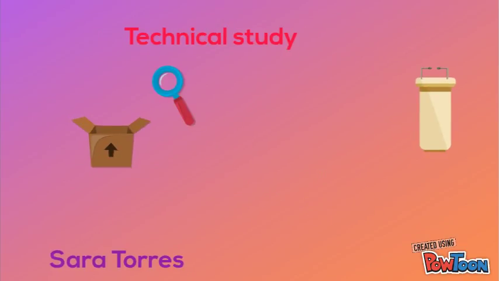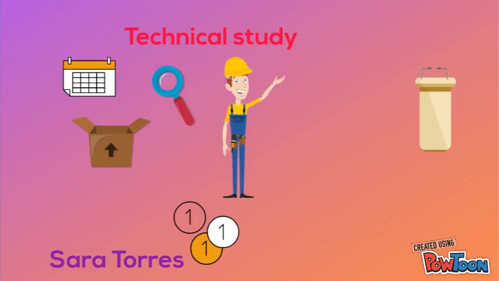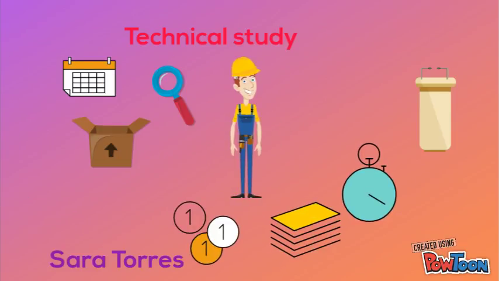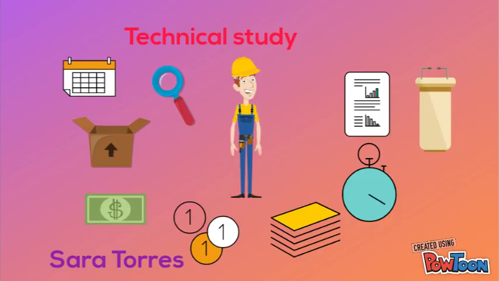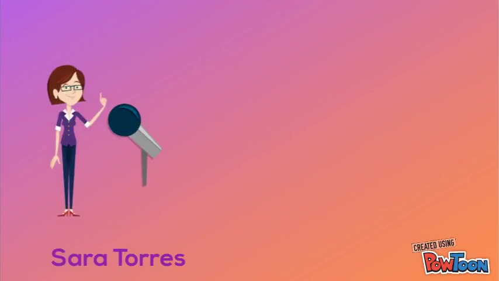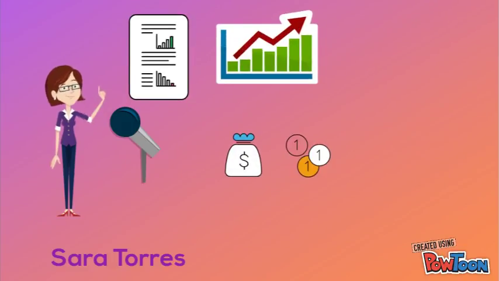Third point. Technical study. You should develop the next points applicable to the kind of project. Introduction. Get a cheap product or service at a competitive cost. Objective. Show that the proposed project is technically viable to carry out.